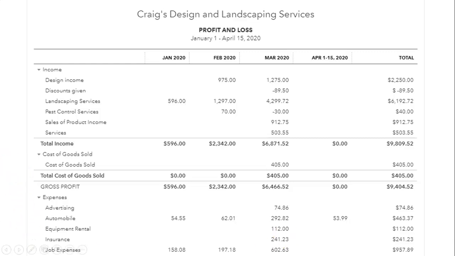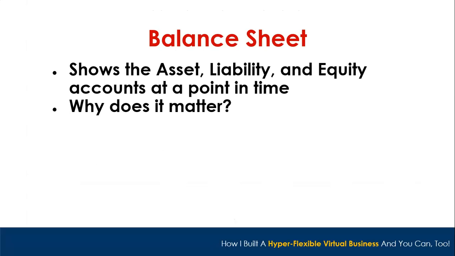Now, the other financial statement that you need to know is the balance sheet. The profit and loss or income statement covered our two major account types for revenues and expenses. Now the balance sheet covers the other three: the assets, liabilities, and equity accounts are all on the balance sheet at a point in time. So why does it matter? What I love about the balance sheet is that usually all of the items listed on a balance sheet can be proven. They can be tied to a source document.